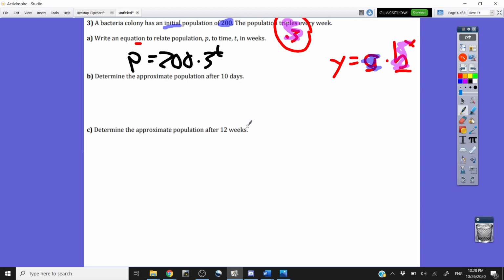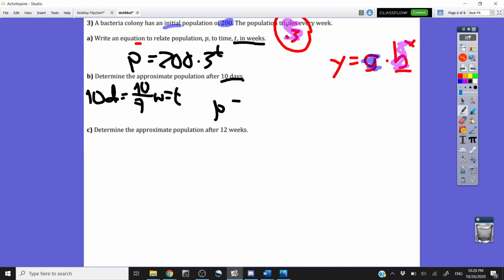Determine the approximate population after 10 days. Well, t is in weeks. So 10 days we have to convert into weeks. So 10 days equals 10 over 7 weeks. And that means that that is our t value. So I can go ahead and plug that in.